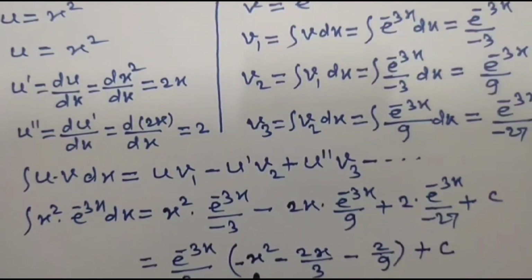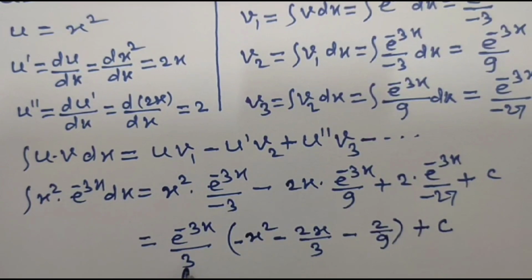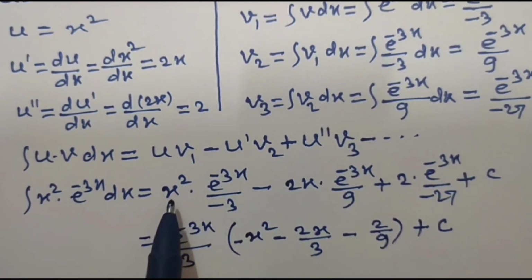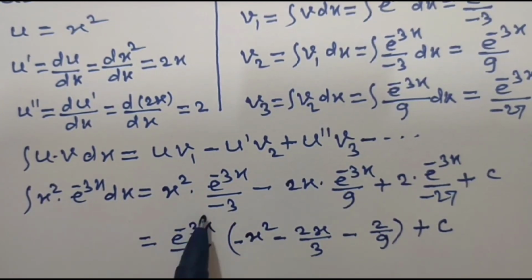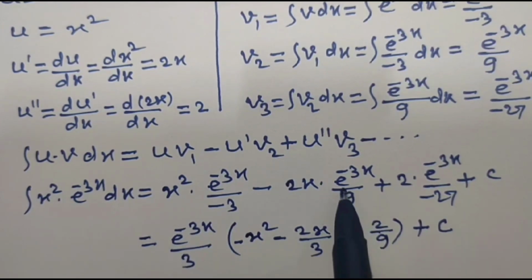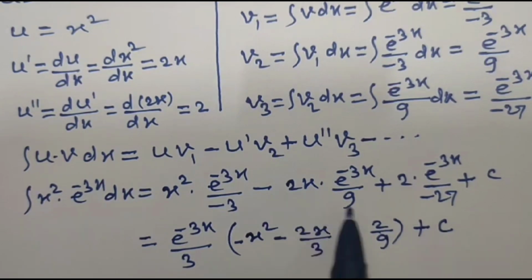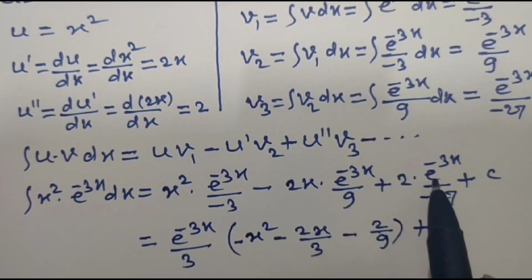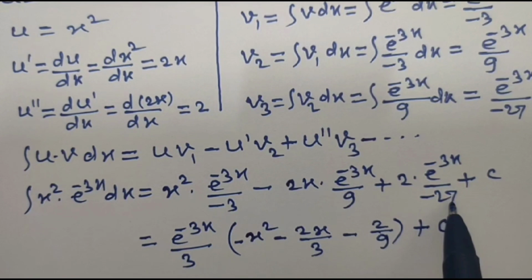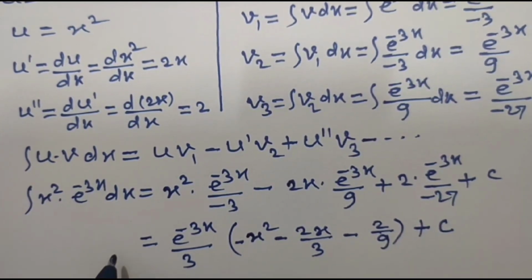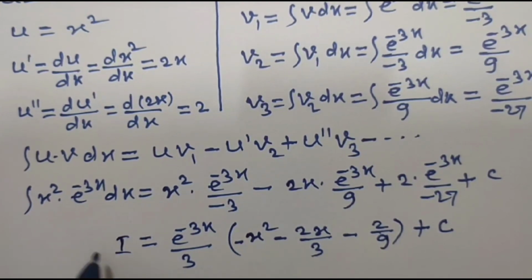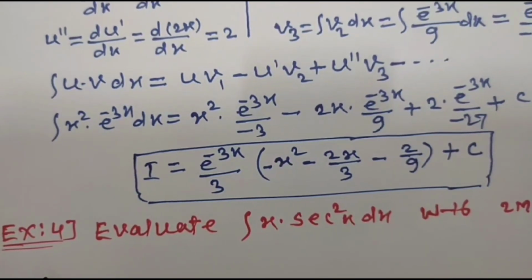You can check here, you are taking e to the power minus 3x upon 3 common from these three terms. If we take this common, x square remains with the minus sign. Then e to the power minus 3x divided by 3 is taken common from here, remains minus 2x divided by 3, and here also take e to the power minus 3x divided by 3 common, remains minus 2 upon 9, plus integral constant c. This is the value of the integral I, and which is the answer. Let us solve the next sum.